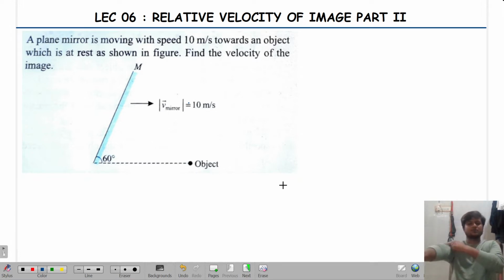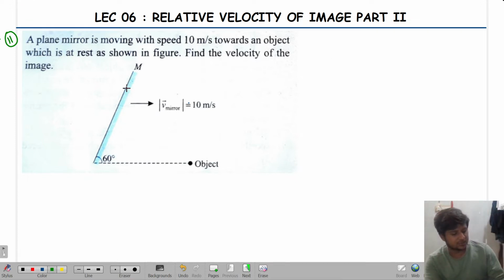Okay, so हम start करते हैं और आज है relative velocity of image with respect to object and mirror, part 2. Got it or not? Okay, so ये तुम्हारे पास second question है. Means first question हमने previous lecture 5 में deal किया हुआ है. ठीक है. And this is second question based upon similar concept.